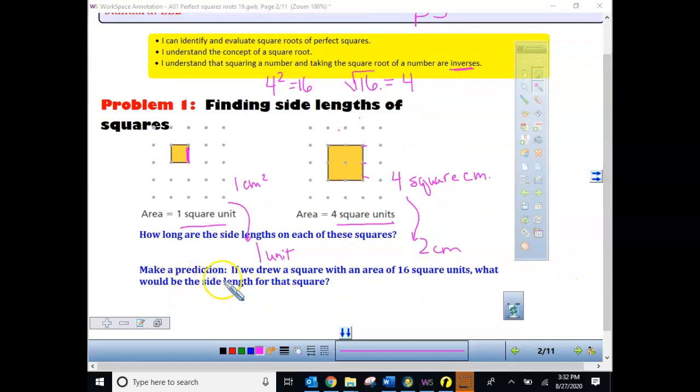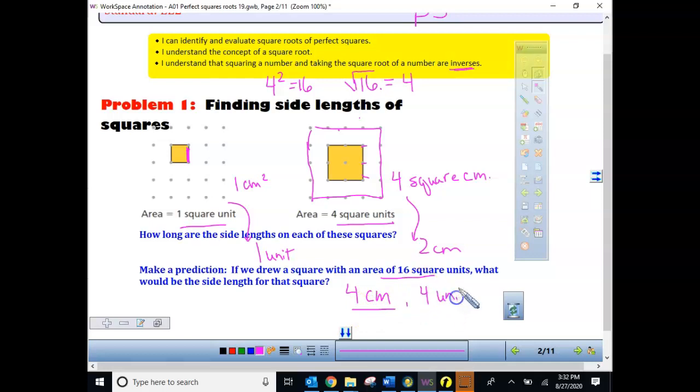It says, well, we want to make a prediction. If I drew a square with an area of 16, and I could actually do that up here, right? I could do an area of 16 right here. I can count those squares inside by dividing it up. What would we think the side length of that square should be? And if you are looking at that between the dots, hopefully you've realized and filled in your notes that this would be 4 centimeters. Or we might just say 4 units because we don't really know the unit of measure.